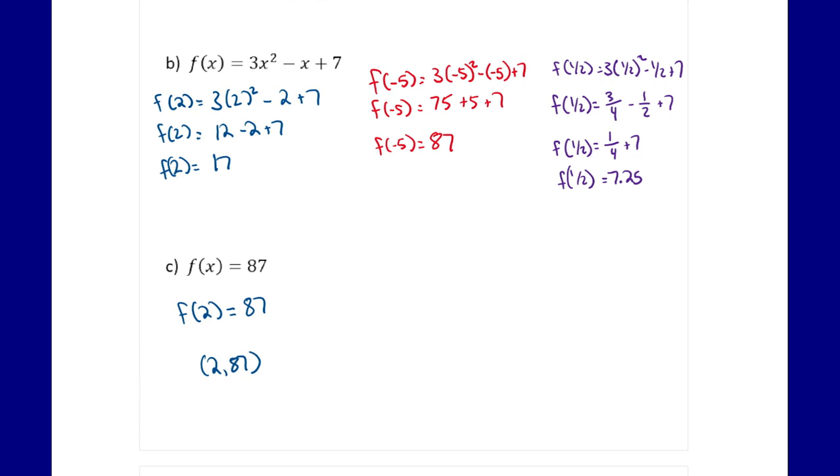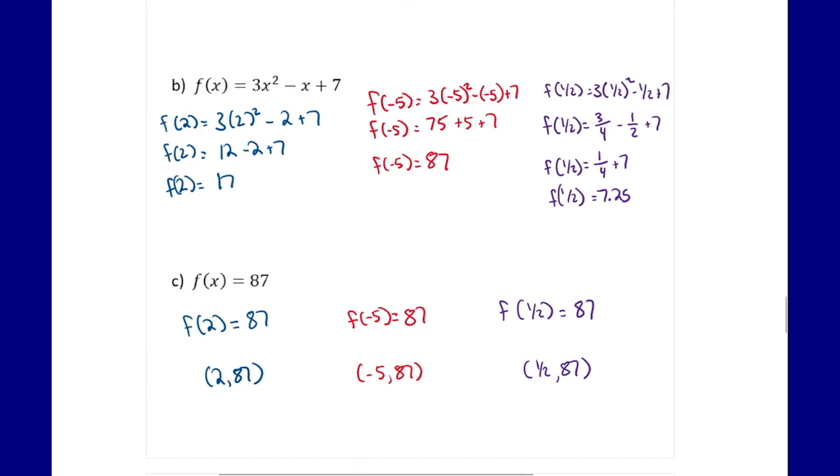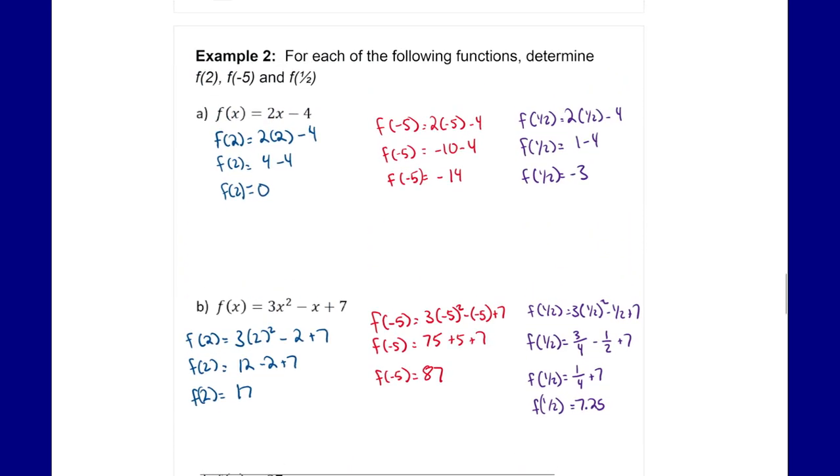And if we do the same thing with f at negative 5 equals 87, there's nothing we need to do. So the function, when x is negative 5, is 87. So there's the point negative 5, 87. And same thing for the last one. When x is a half, the function is equal to 87, or we have the point 1/2 and 87 existing on our function. So again, there's some different ways to use the function notation, just basically what it means if you do come across it.